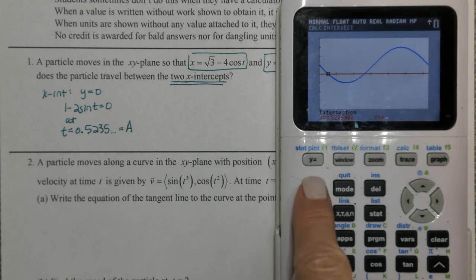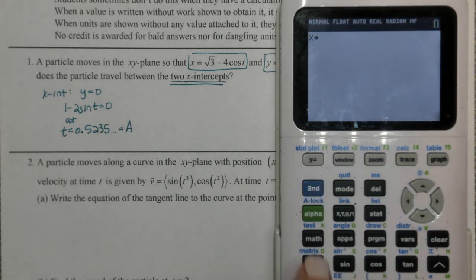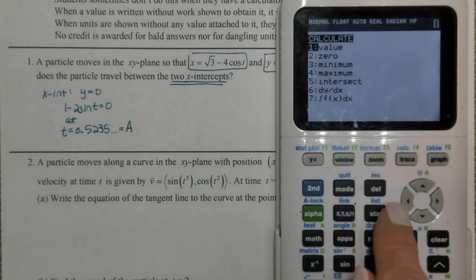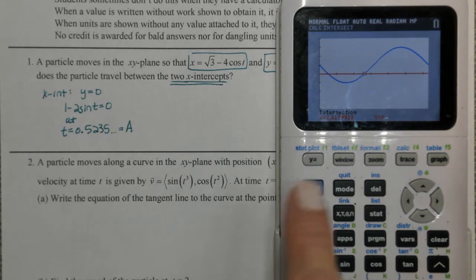So go to my home screen, take that x coordinate and store it in for A. Now my calculator thinks that is A. Let's go back and get the other intersection point. So second calc 5, enter, enter, and then this time I'm going to guess maybe 3 to get that intersection point.